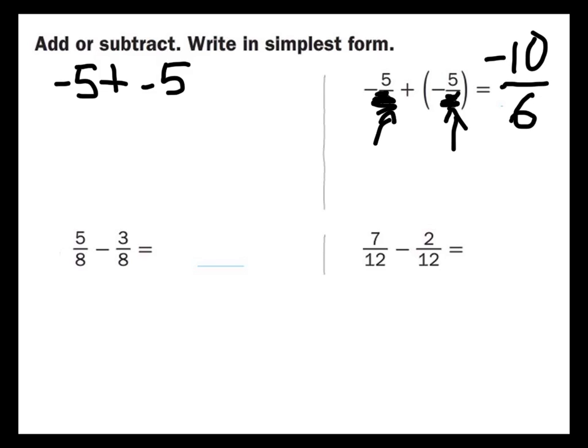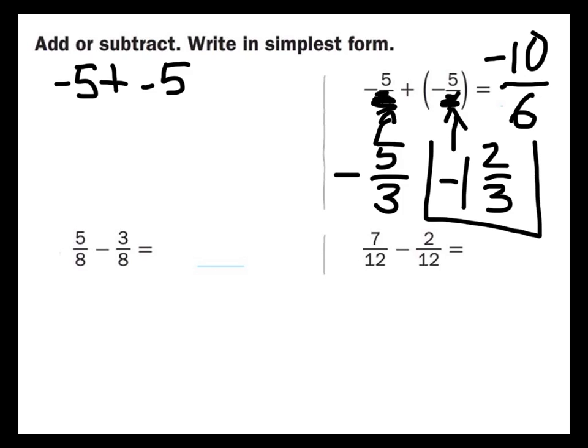Now, can this be simplified? Yes, it can. What would it simplify to? 1 2/3. Can we just say -5/3? Okay, fine. If you want it to be a mixed number, so be it. It's either this one or this one. Now, will the calculator simplify this for you? Yes.